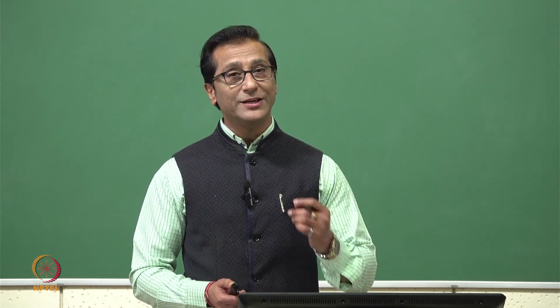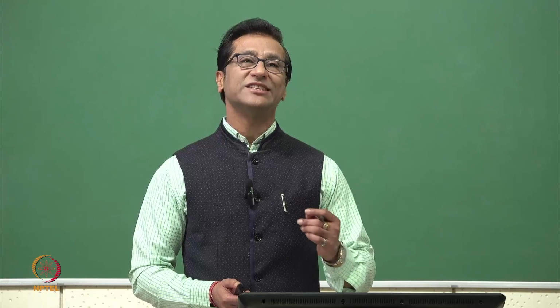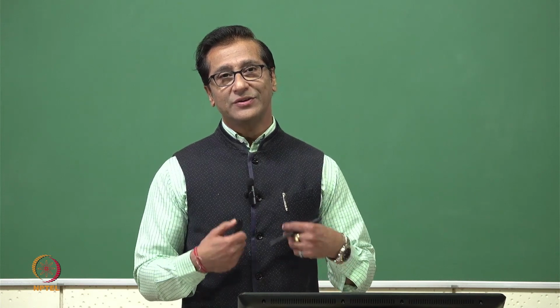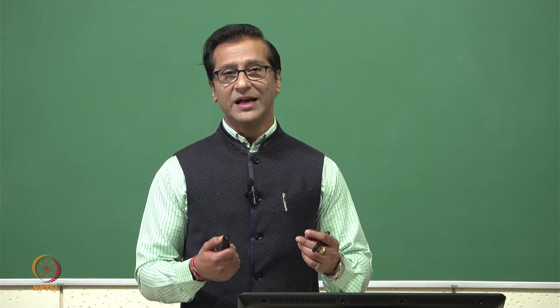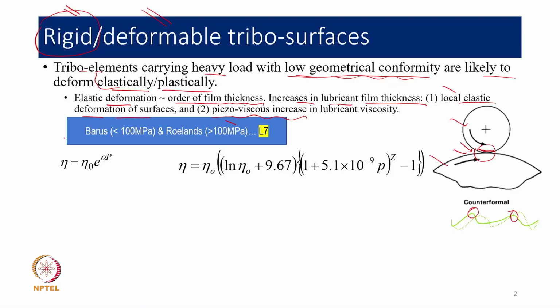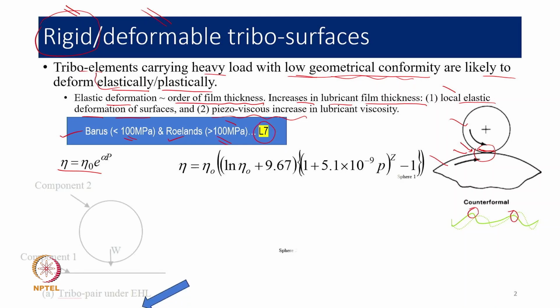Doing the calculation and making a model becomes a little more tedious, and that's why we are trying to bring in engineering methods to understand the elastohydrodynamic lubrication mechanism in a more effective manner. We have already studied the Barus relation and Roelands' relation. The Barus relation is good for pressures lesser than 100 megapascal. Roelands' relation is good if the maximum pressure increases beyond 100 megapascal. This we have already studied in lecture 7.